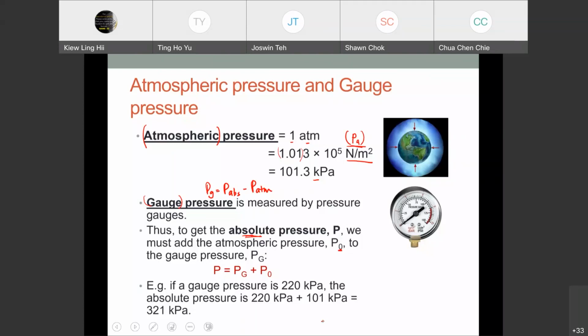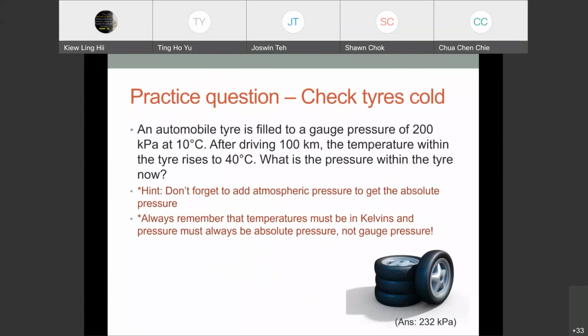So let's look at a question. Given that the tire is filled to a gauge pressure of 200 kPa at 10 degrees Celsius. After driving for 100 kilometers, the temperature within the tire rises to 40 degrees Celsius. So this is our T1, this is our T2, and this is our PG1. What is the pressure within the tire now?